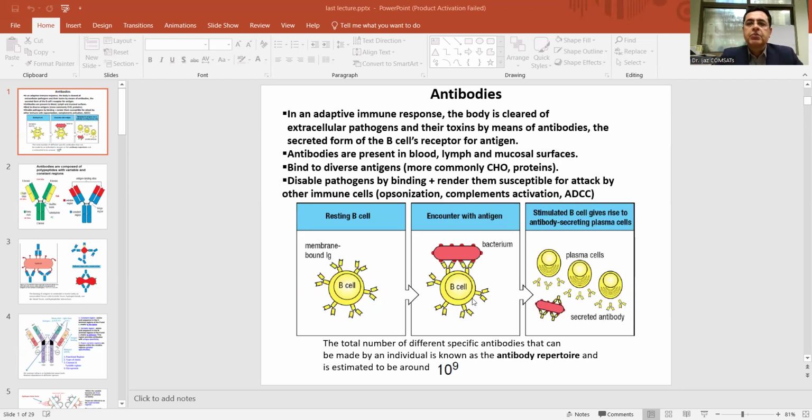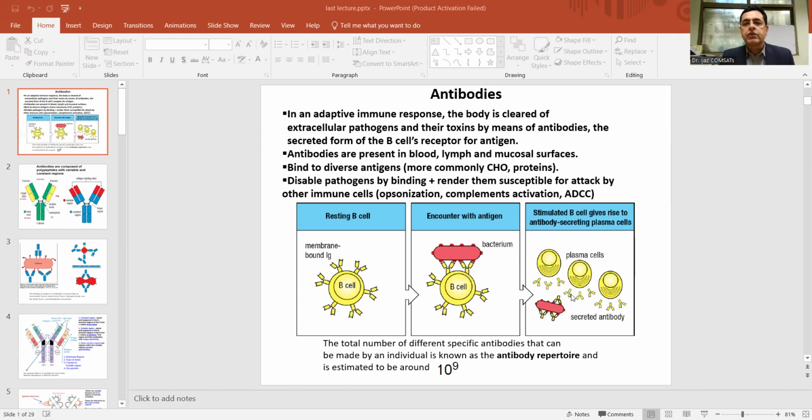Just like you see, the B cell has turned into an effector cell, a functional cell that would produce the same B cell receptor which was expressed on its surface and which encountered this particular bacterium. The same is being produced or secreted here. This is the secreted form of the immunoglobulin expressed on the surface of the B cell, and this secreted form of immunoglobulin is called an antibody.